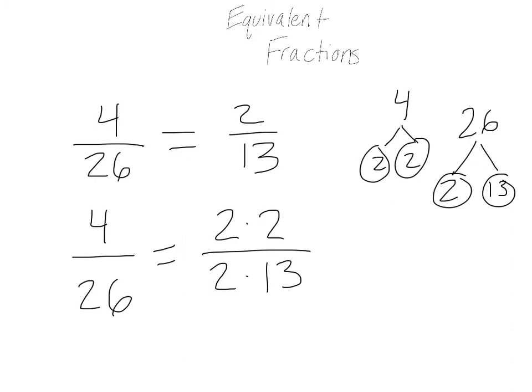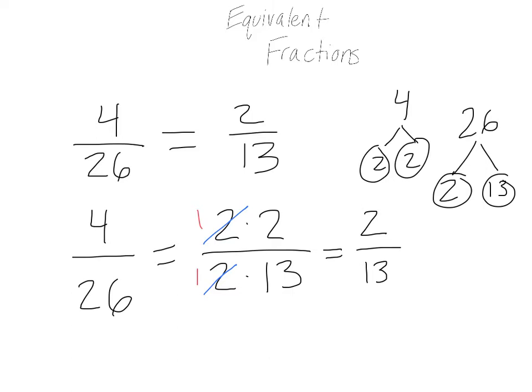And if you notice, you have a 2 on the top and bottom. If that's ever the case, you can divide those. 2 divided by 2 is 1, and 2 divided by 2 is 1. So on the top, what you have is 1 times 2, which is 2. And on the bottom, you have 1 times 13, for 13. That's it. That's how you produce equivalent fractions.